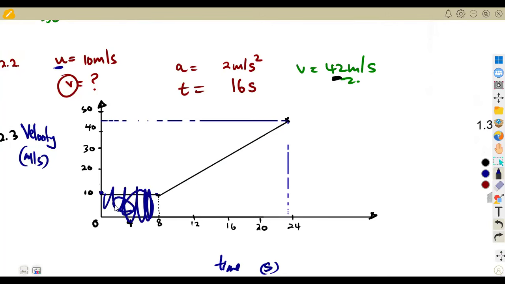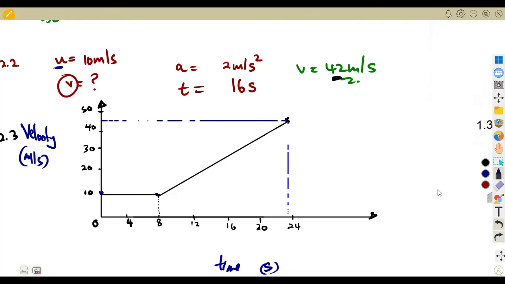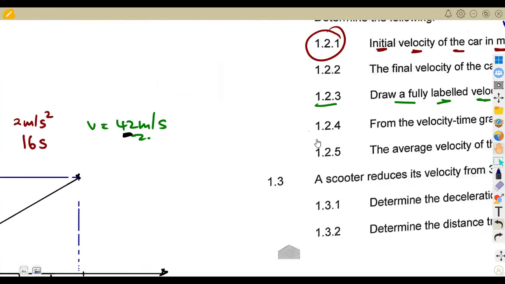The first phase, when the velocity was constant at 10 meters per second, which was 36 kilometers per hour, then the acceleration, which was at 2 meters per square second. Remember, this was your acceleration part. So that's how you were supposed to have it, just like that, right? All this, you're going to get full marks.